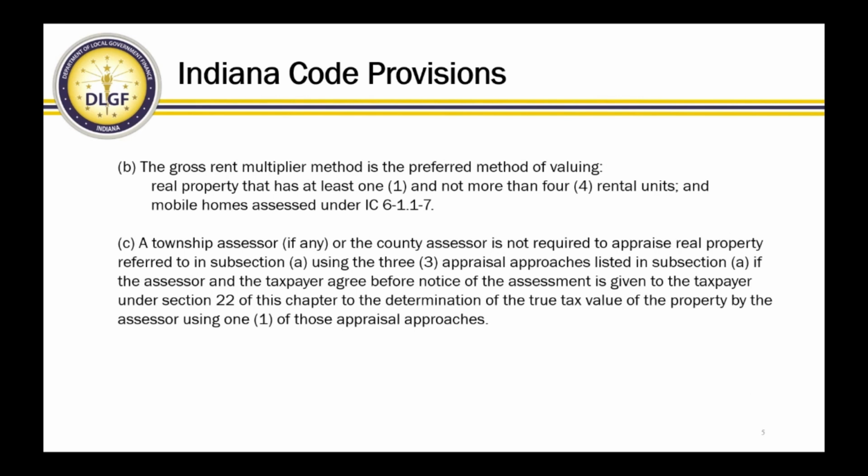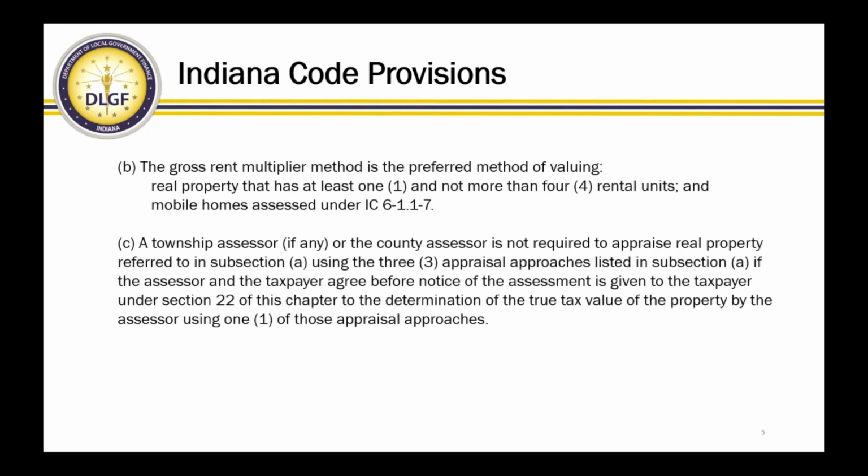For rental properties that have at least 1, not more than 4 rental units, and mobile homes assessed under Indiana Code 6-1.1-7, the gross rent multiplier method is the preferred method. Certainly there are other methods of evaluating properties, but for those rental properties that have 1 to 4 units, the gross rent multiplier method is the preferred method of valuing those properties.